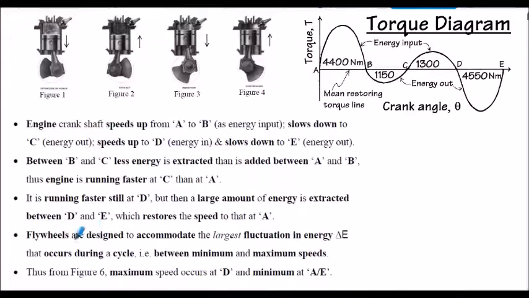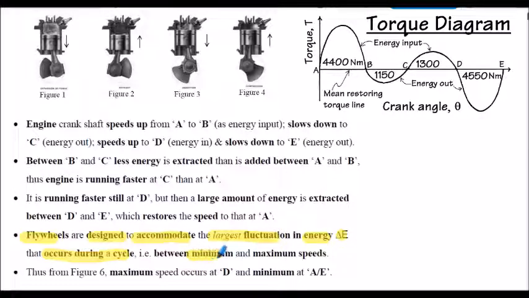So the flywheels are designed to accommodate what's termed the largest fluctuation in energy. You often see the symbol delta E used in this work. That's really changing kinetic energy, really. But delta E is often used in the analysis of flywheels. So it's that change in energy, that maximum change in energy that occurs during the cycle, that we will need to accommodate when we design our flywheel.